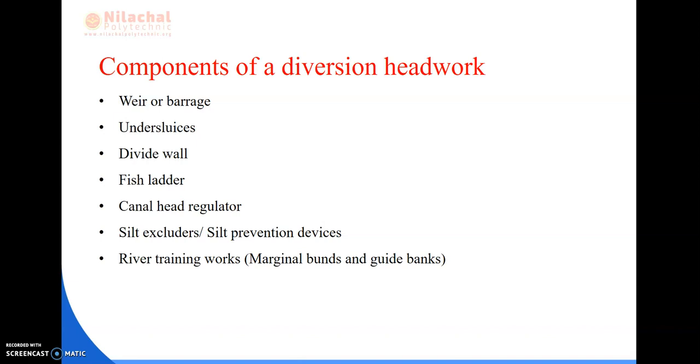under sluices, divide wall, fish ladder, canal head regulator, silt excluder and silt prevention devices, and river training work. So weir or barrage we have discussed, under sluices also discussed, divide wall, fish ladder, canal head regulator we have also discussed. So today we will be discussing silt excluders and river training work.